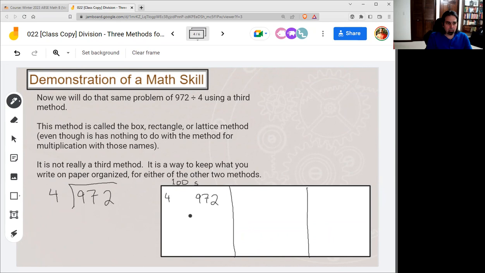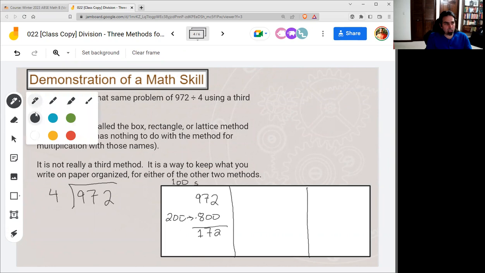So I could say 200s. Then my 4 times my 200 is 800. And when I subtract, I get 172. Let me make that look a little better. Then I take the 172 and I move it up over here.